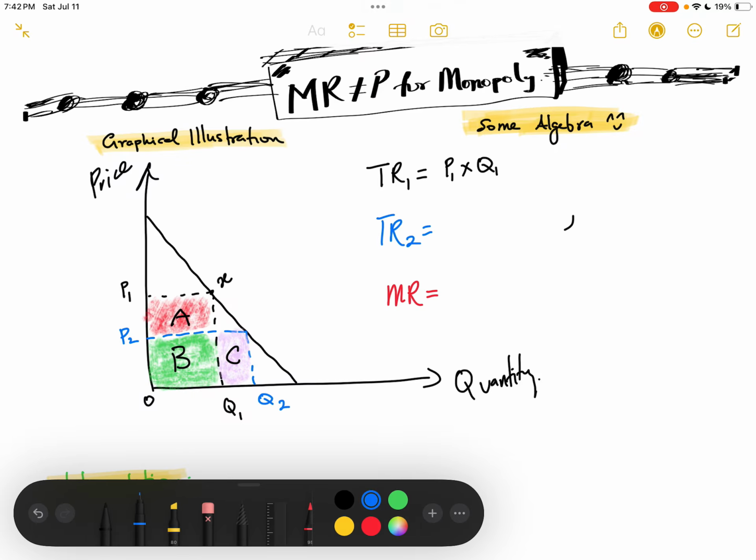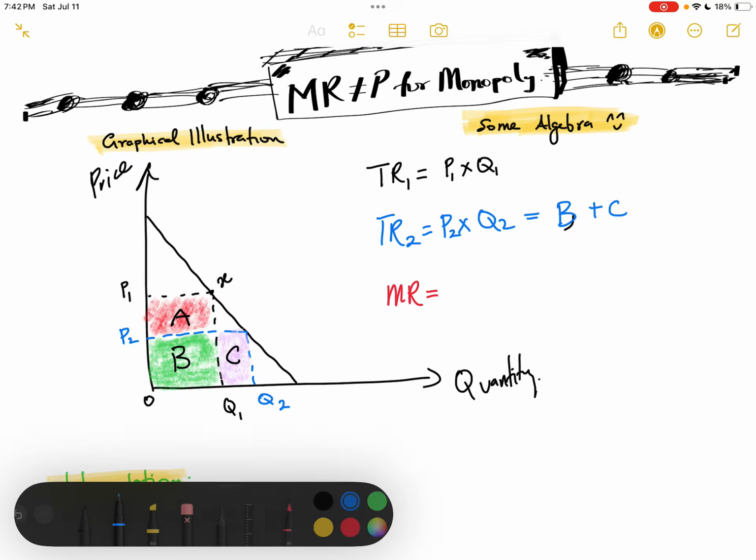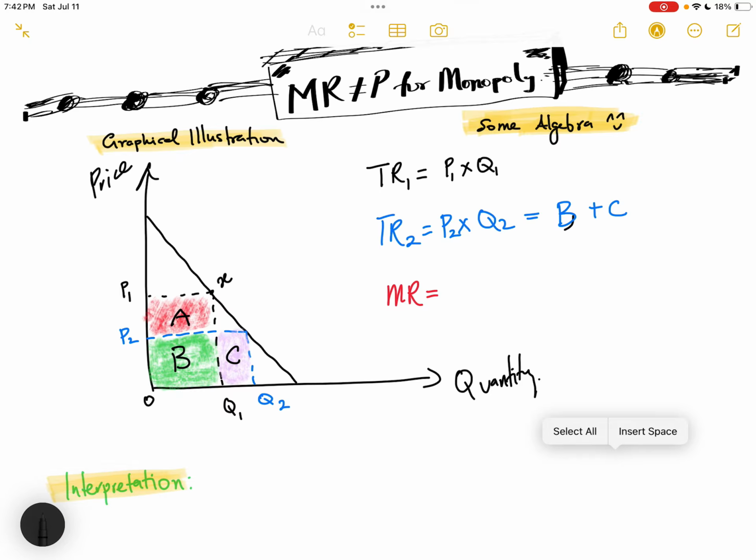So, okay, what is this total revenue 2? Total revenue 2 is P2 times Q2, right? And P2 times Q2 is exactly areas B plus C. Now, the first part, P1 times Q1, is areas A plus B.